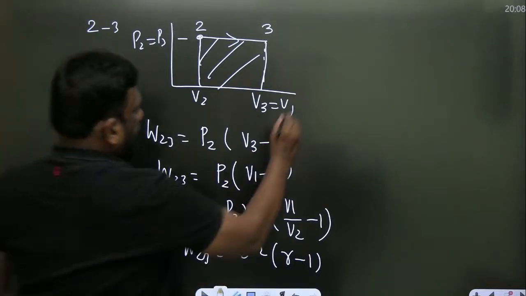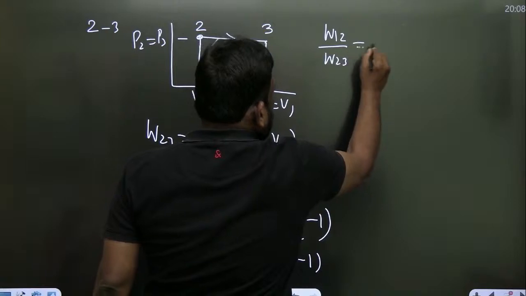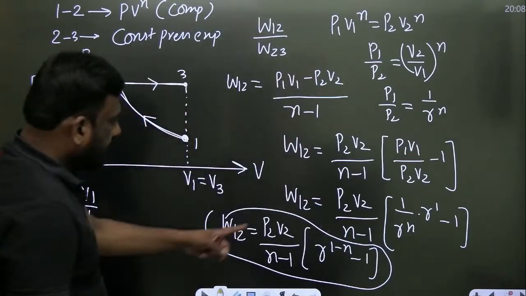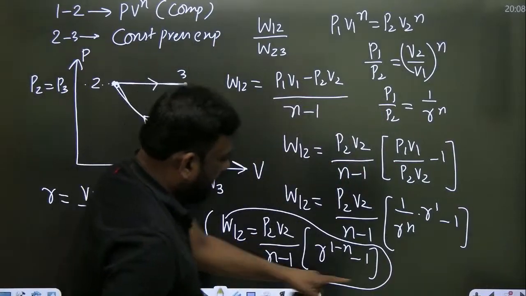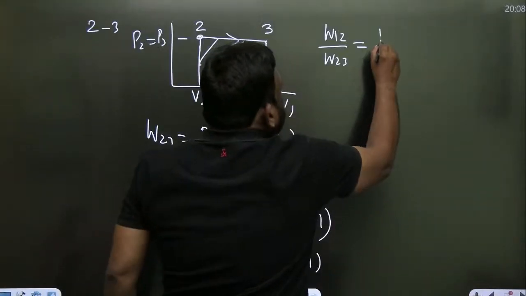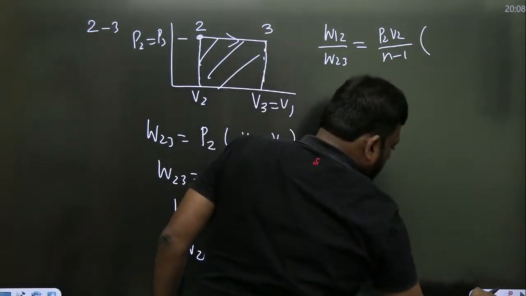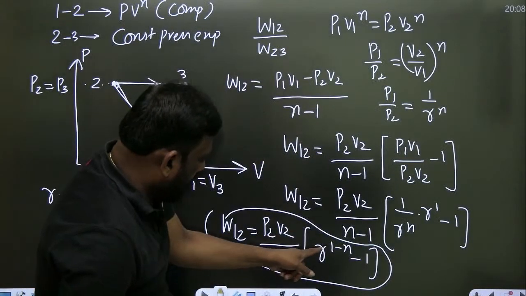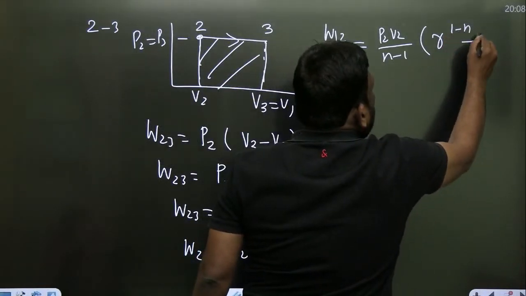I got work in 1 2. Let us calculate the ratio. He is asking this only. Look once, sir. What is work in 1 to 2? Work in 1 to 2 is P2 V2 by n minus 1 into R power 1 minus n minus 1. R power 1 minus n minus 1.